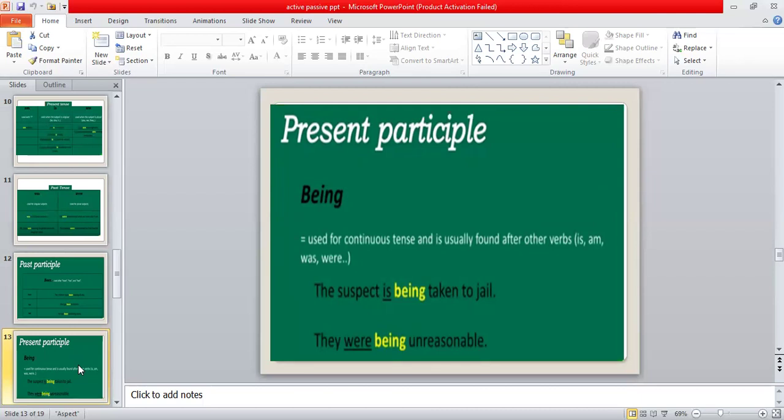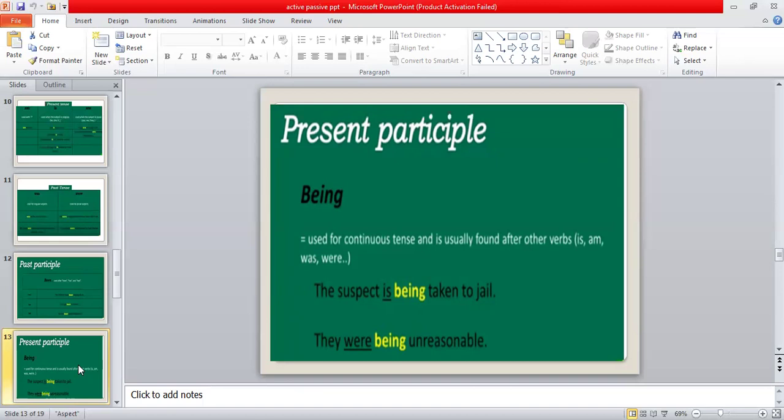Whenever you see that you have to make a passive sentence with either a present continuous tense or a past continuous tense, you need the present participle form of be. And what is the present participle form of be? That is being. So this was the lecture of today.